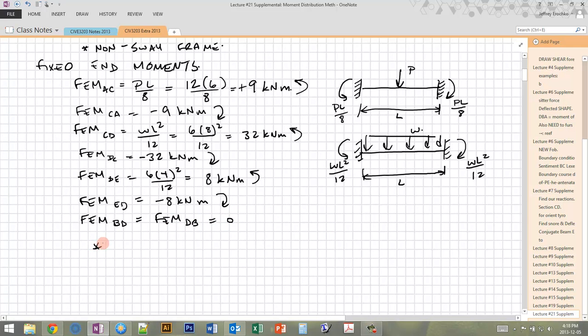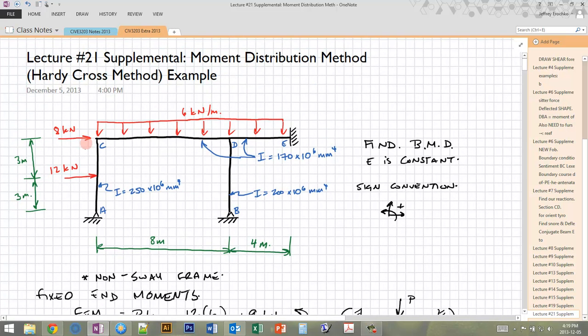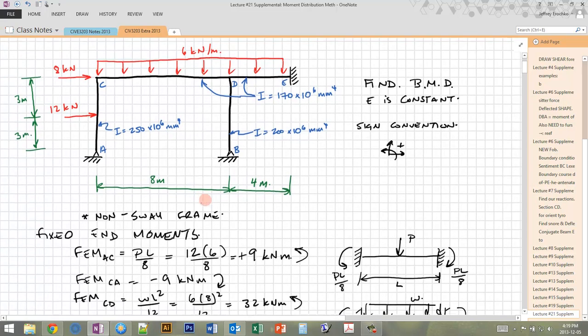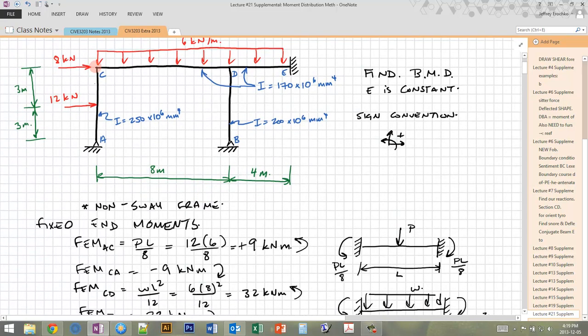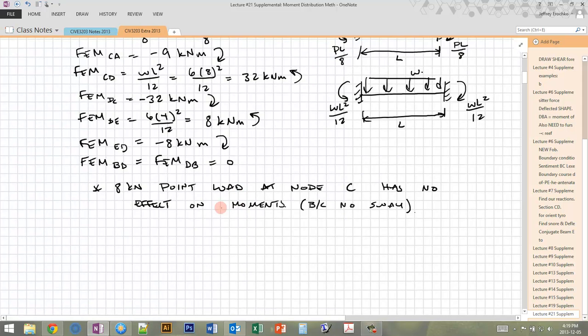And again, the 8 kilonewton point load that's at node C, this one here, has no effect on the moments at all because this is not a sway case. If this was a sway case and we were doing a sway analysis using the moment distribution method, then this 8 kilonewton lateral load would come into play. But since this is not a sway case, it doesn't get included in any of the fixed end moments.